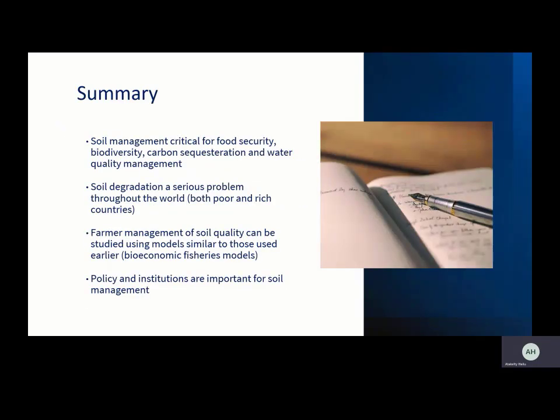So in summary, soil management is critical to food security, biodiversity, carbon sequestration, and water quality management. Soil degradation is a serious problem throughout the world, in both poor and rich countries. Farmers' management of soil quality can be studied using models similar to those used in fisheries. Policy and institutions are important to what happens to soil because they affect what farmers do. Therefore, they should be a target for improvement if land management is going to improve.